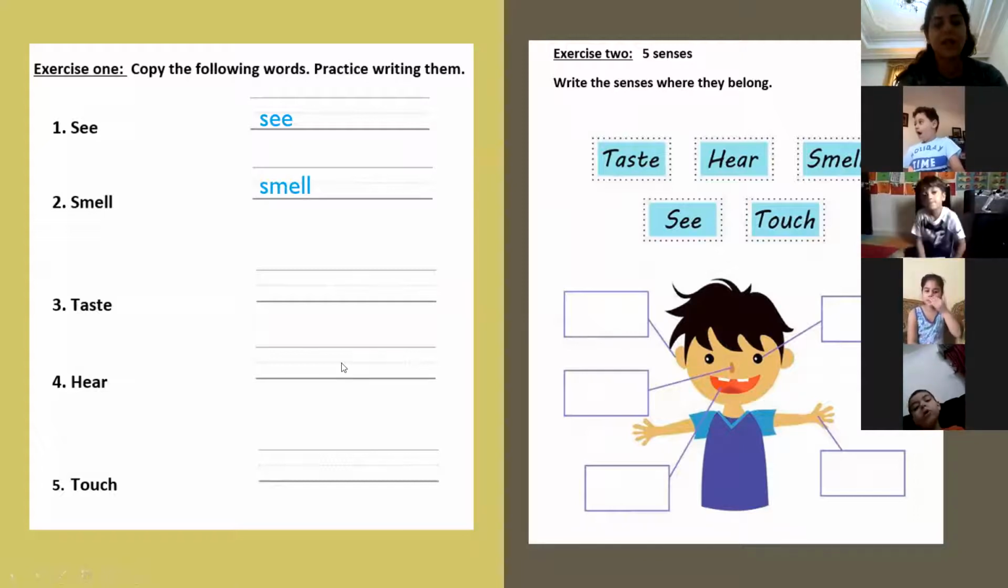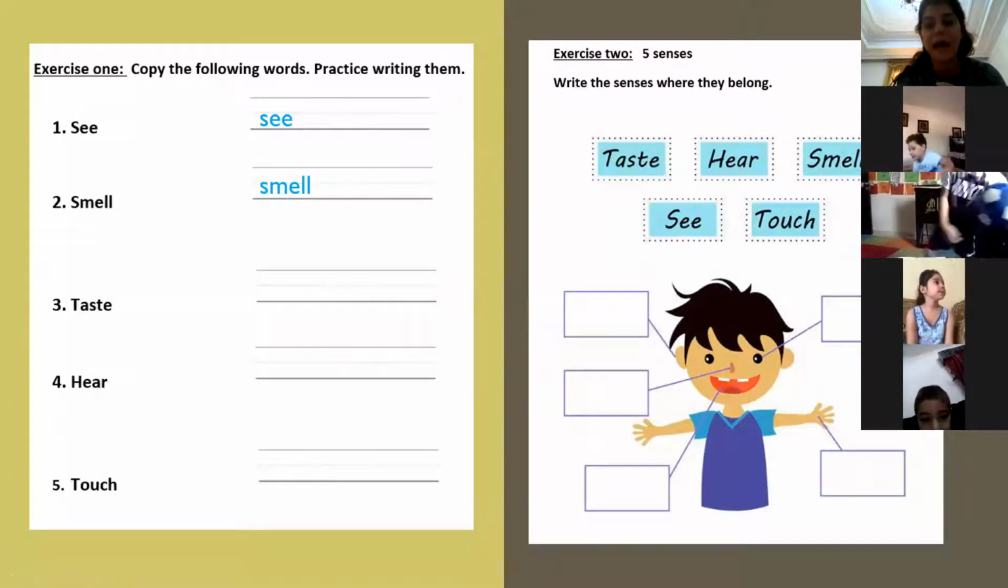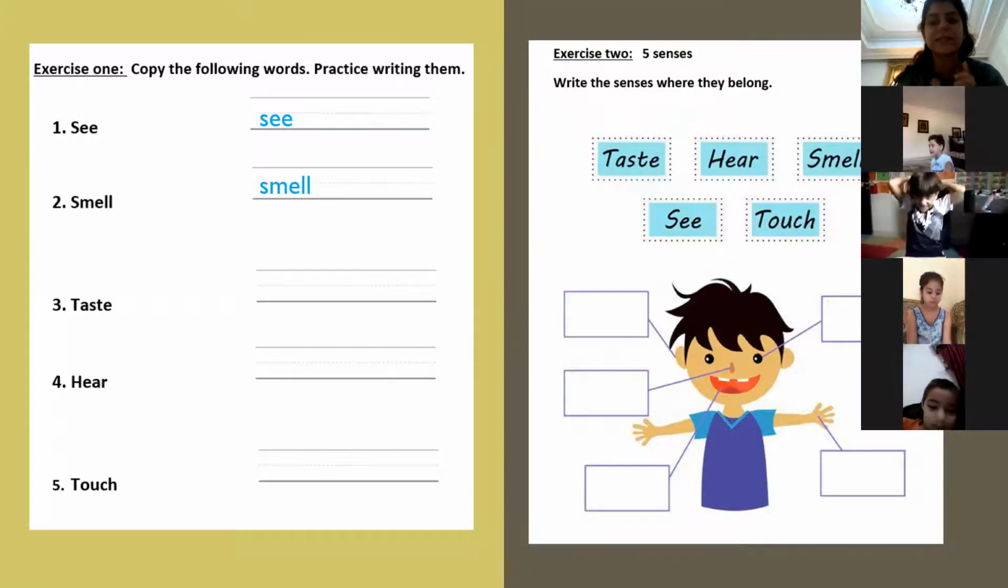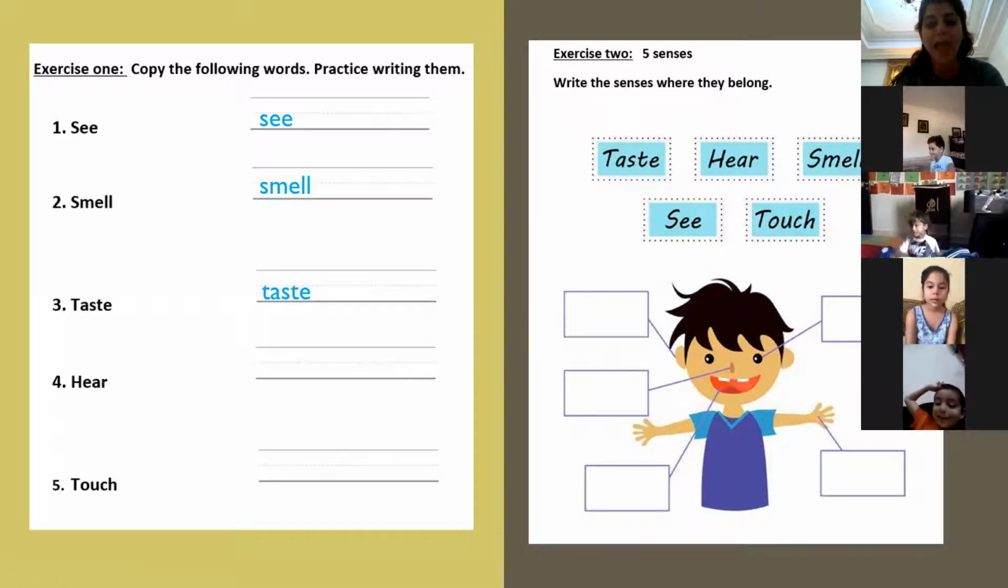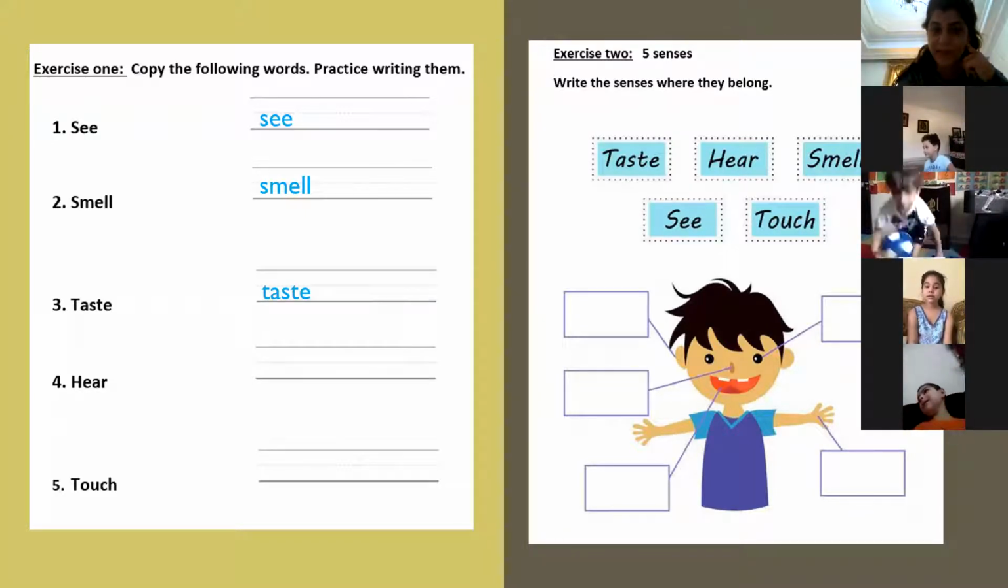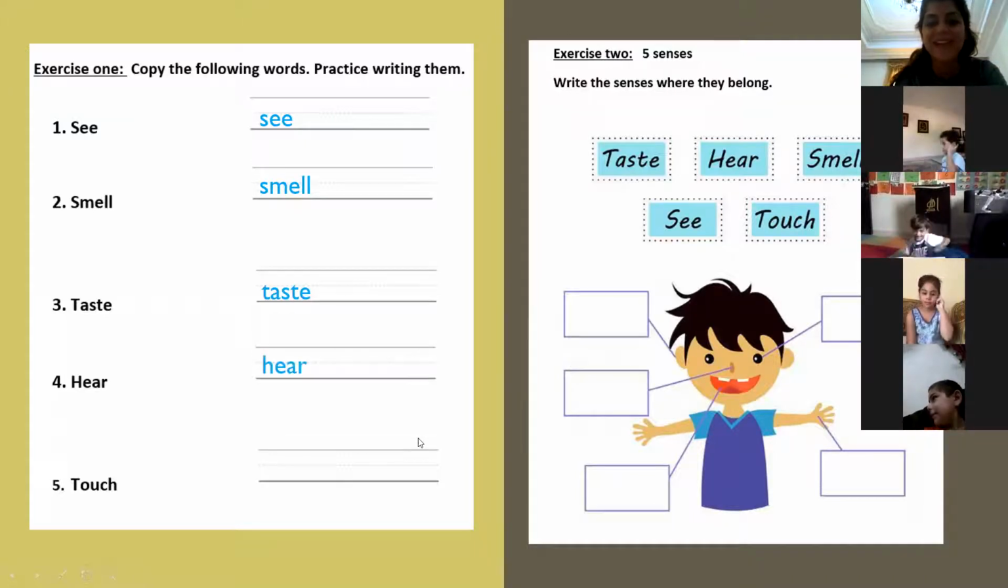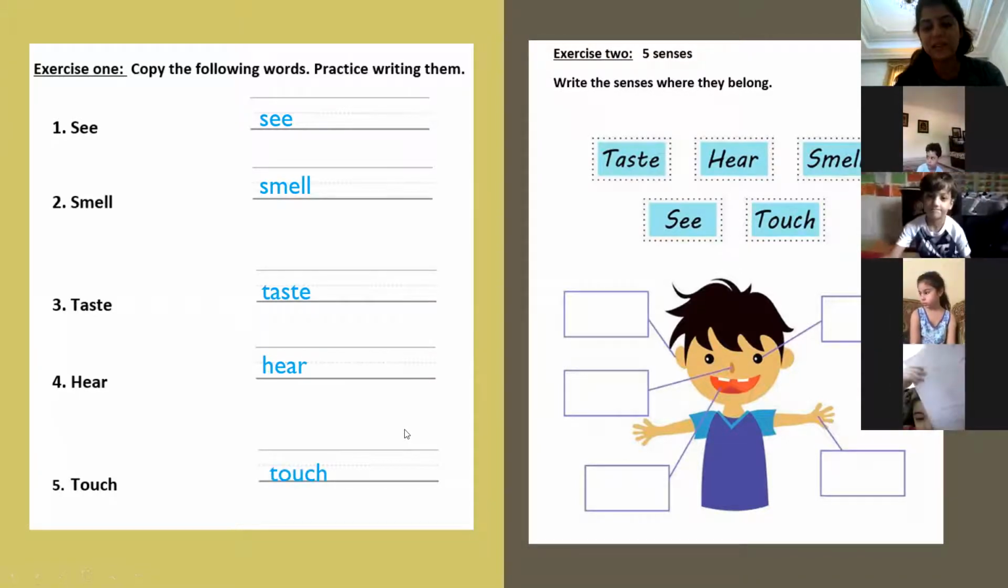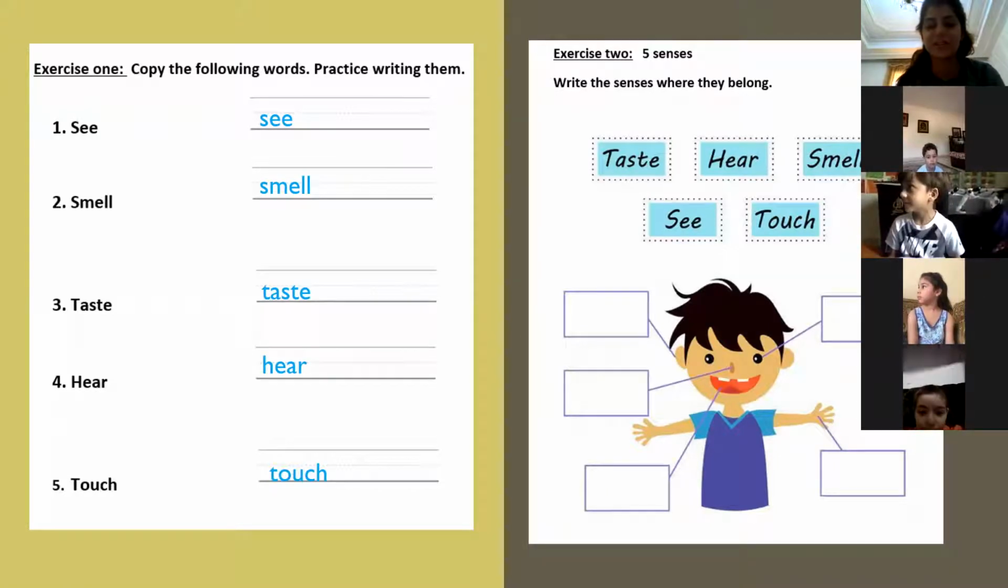We have the word smell, S-M-E-L-L, has the short E sound. Then we have the word taste, T-A-S-T-E. Can you hear the long A sound in the word taste? Yes. Zain, did you write them? Can you stop playing and write? Now write the word hear. Here. I want to see you writing now. Okay, now we have the word touch. It ends with C and H.